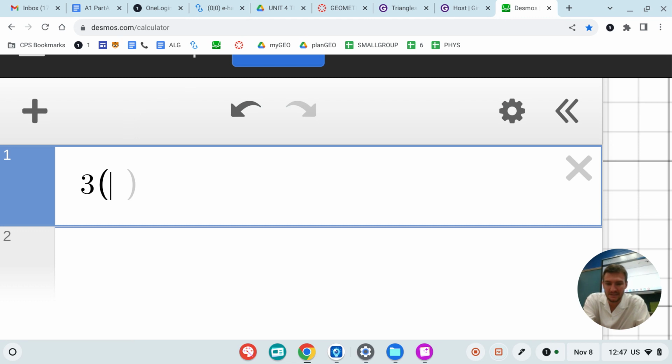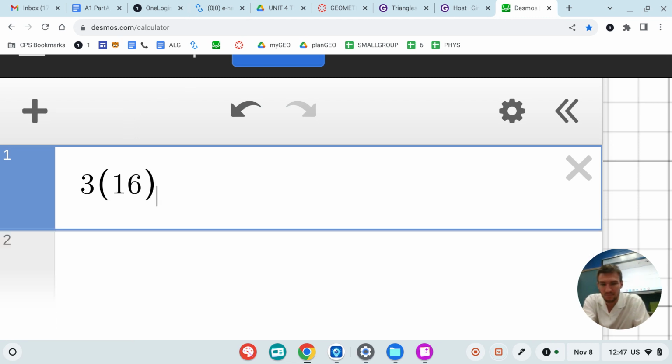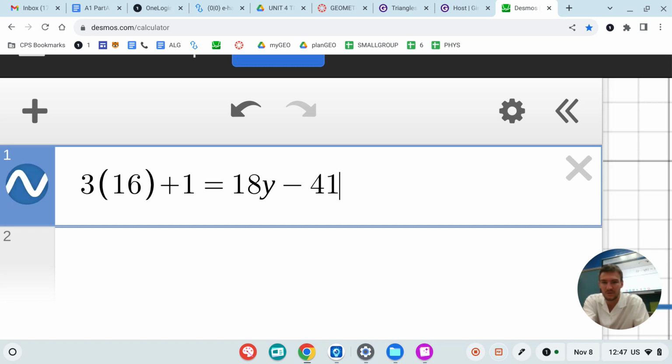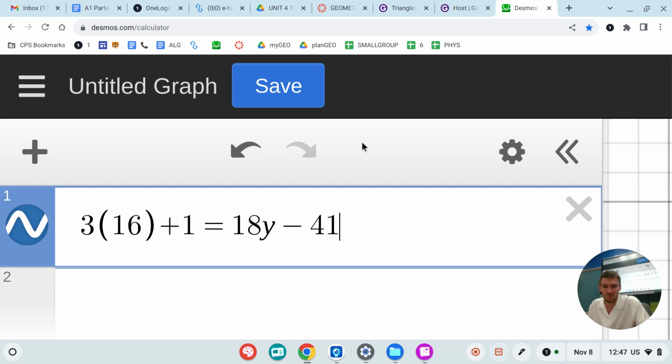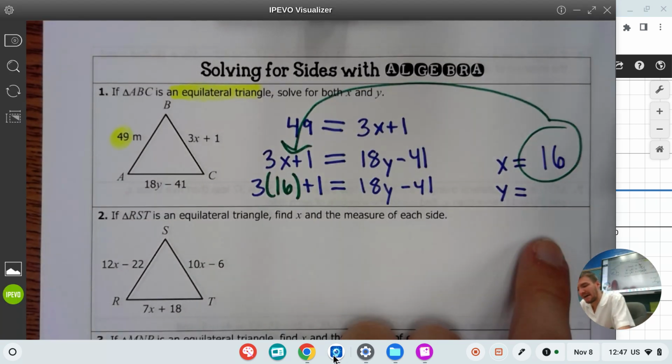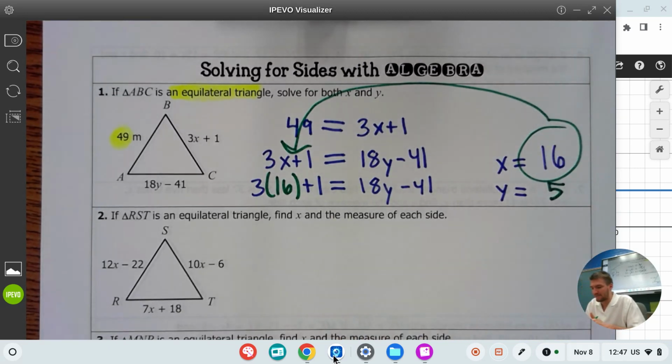All right. 3 times 16 plus 1 equals 18y minus 41. 48. Nope, I zoomed in a little bit too much. 48. What happened? 48. It's not. It's 5. It's 5. All right. I'm getting that my y value is 5.